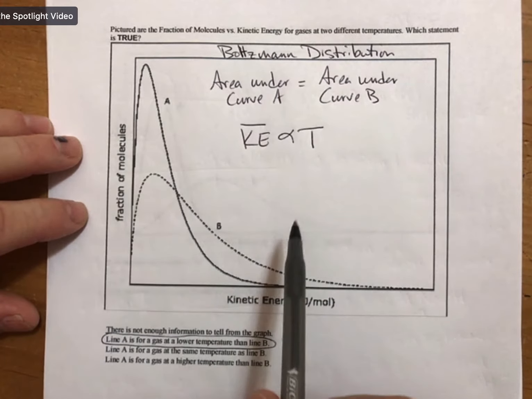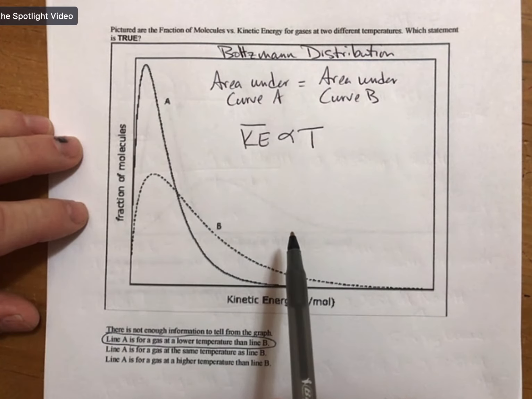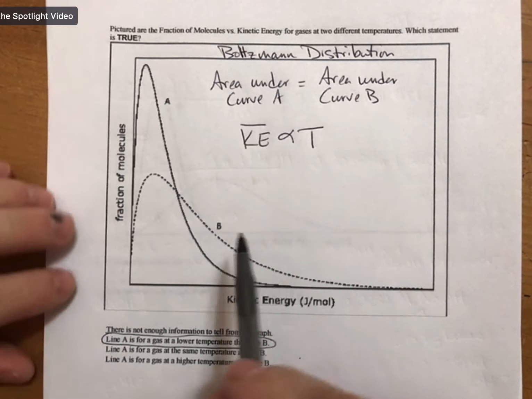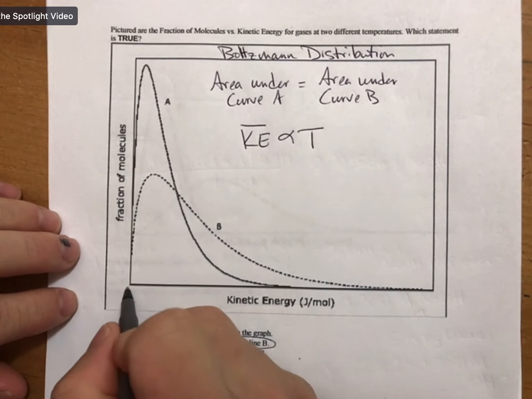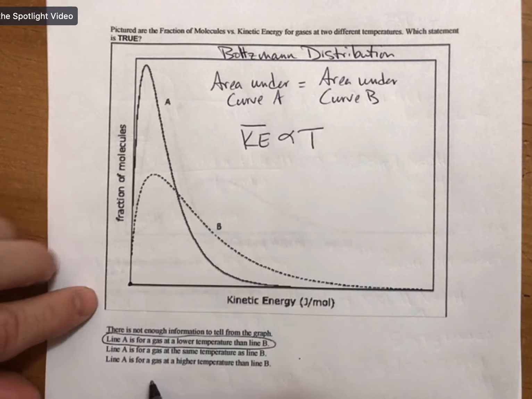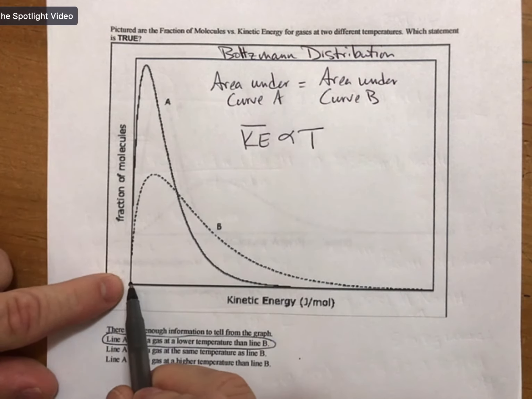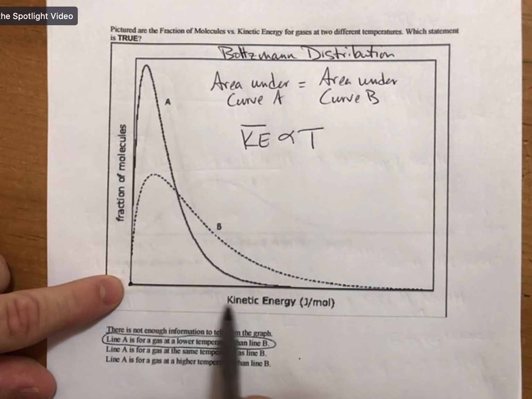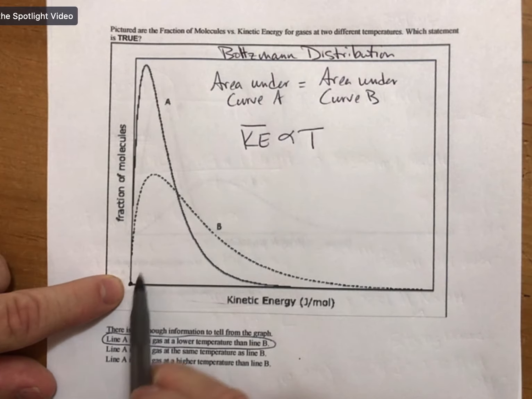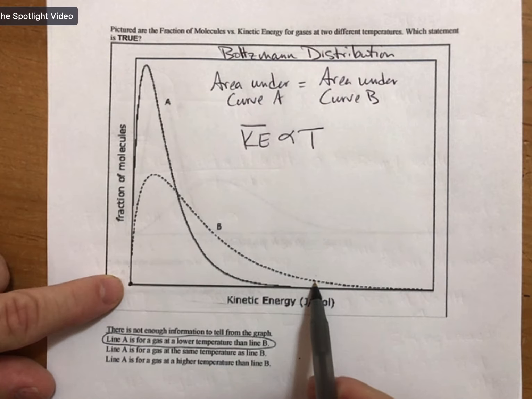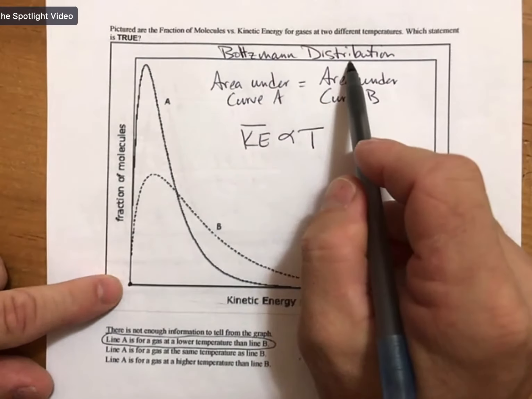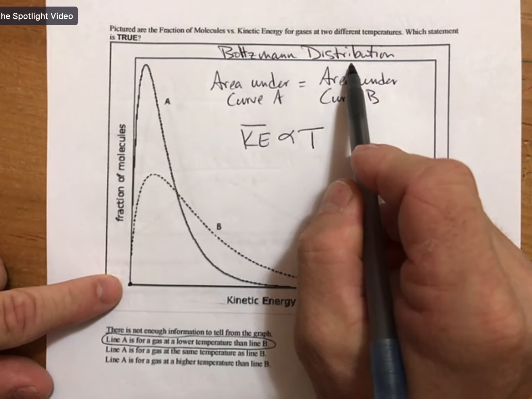This is an important concept, and there's a couple things that we want you to be able to do. We want you to understand that at both curve A and B, some gas molecules are going very slowly because they have very little kinetic energy, and some are moving very quickly. They have lots of kinetic energy. There is a distribution of kinetic energies. That's where that term comes from.